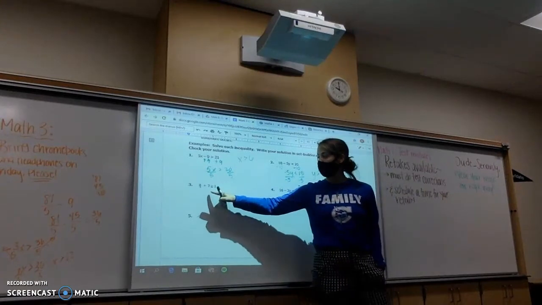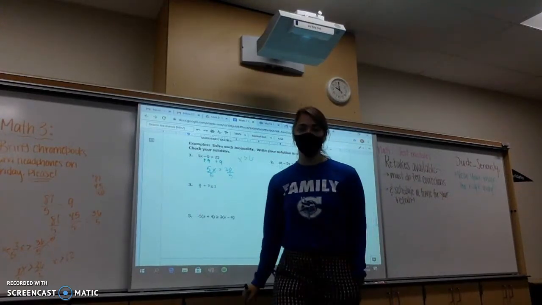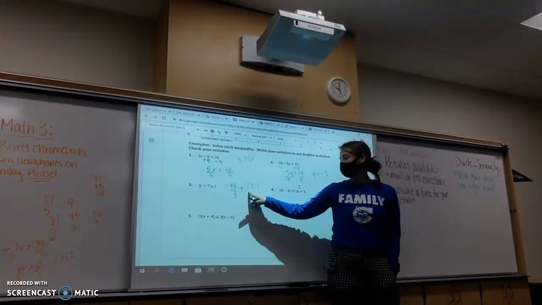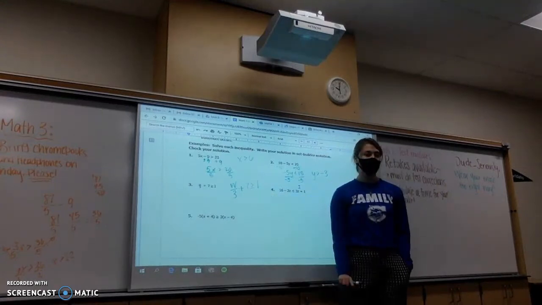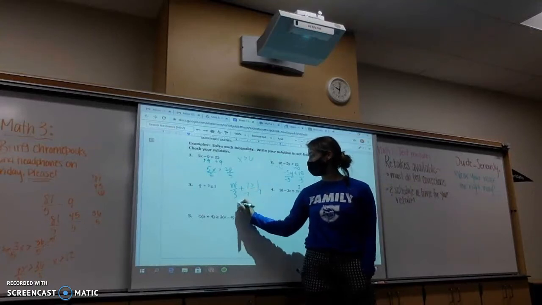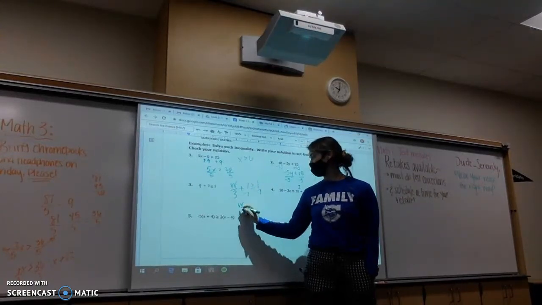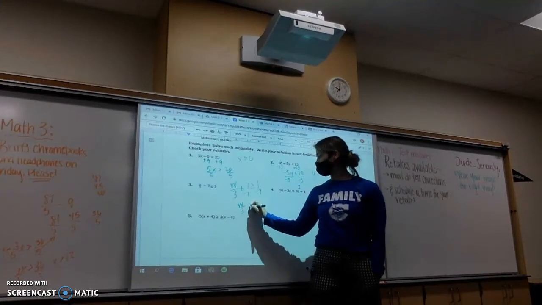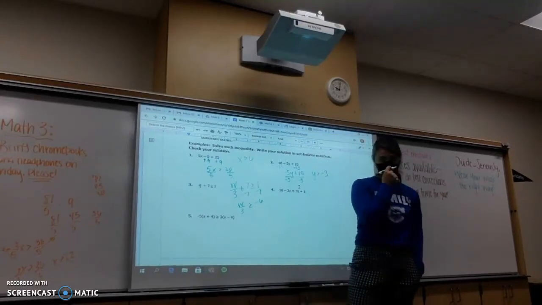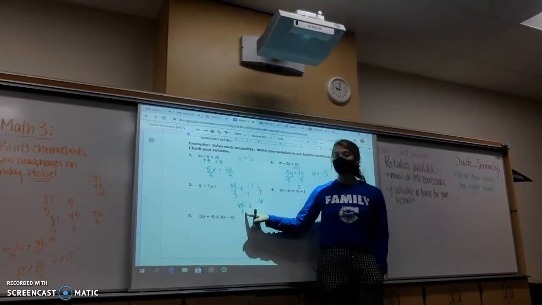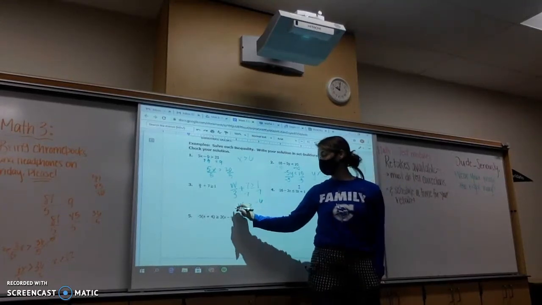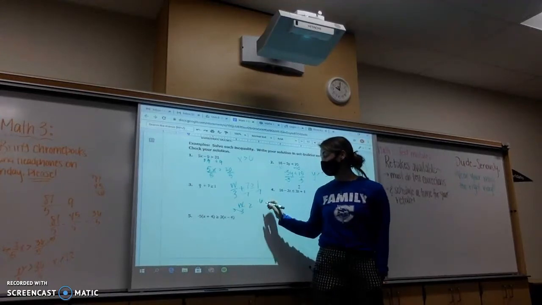Alright, I want you guys to try number 3 on your own. Michael, how do I put this 7 on this side? Subtract 7 from both sides. That's where I went wrong. Okay, so we get W over 3 is greater than or equal to negative 6. How do I get this 3 off the bottom? Multiply both sides by 3.